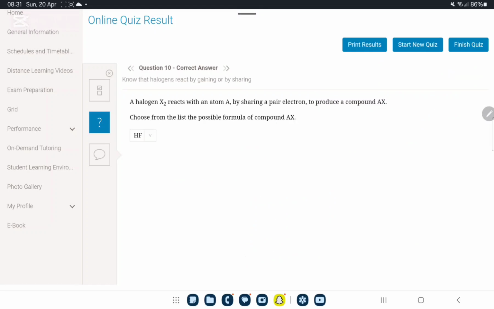A halogen X2 reacts with an atom A by sharing a pair of electrons to produce a compound AX. Now I don't really remember the options, but they were something like NaCl and then another salt and HF. So for the salt, it's going to have a metal, so it's not going to share a pair of electrons. It's going to gain or lose electrons, so immediately remove the metals and you only have HF left. Both are non-metals, so it is sharing in a covalent bond.